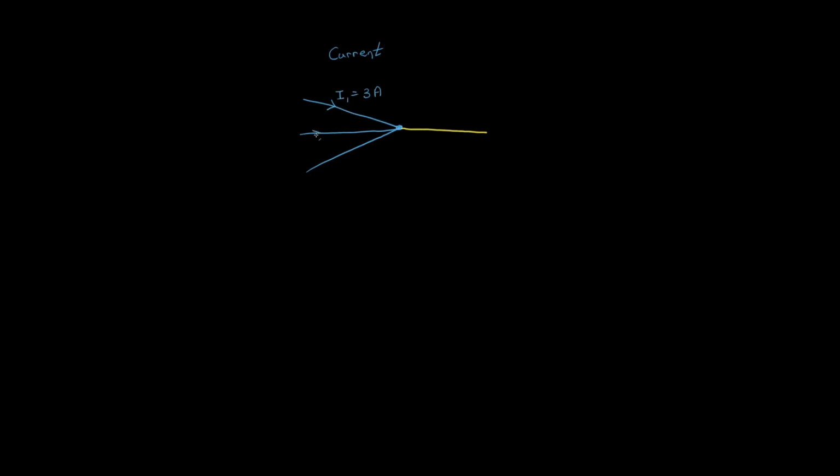Let's say I2 is maybe 4 amps. And then I3 is equal to 2 amps. Okay, so amps are the units of current.